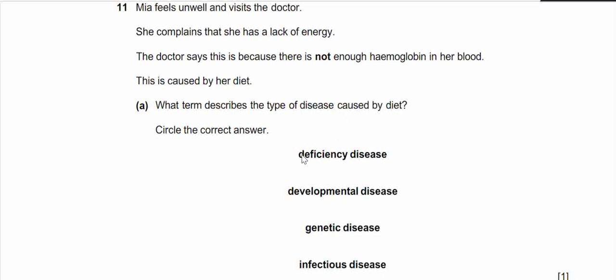Circle the correct answer: deficiency disease, developmental disease, genetic disease, infectious disease. Which one? 10 seconds from now.